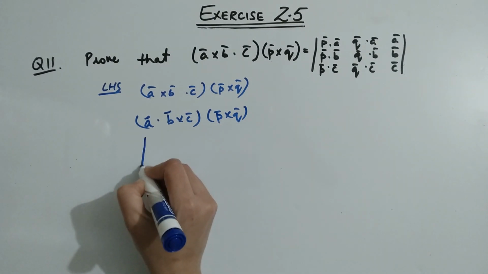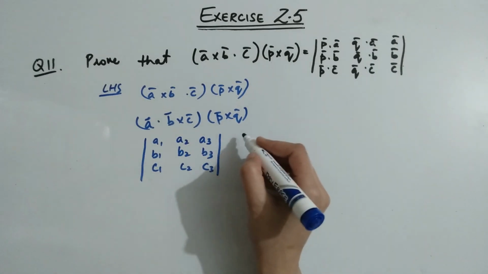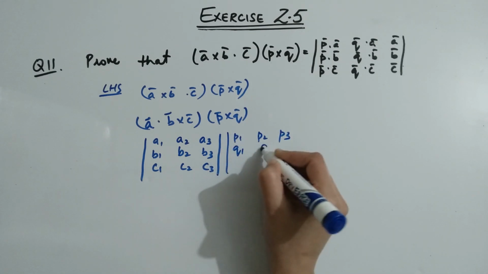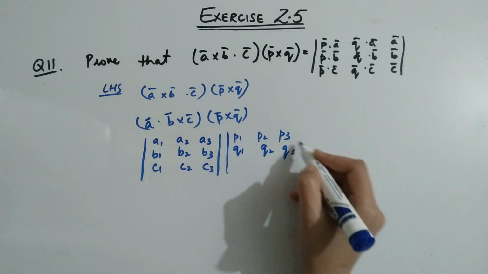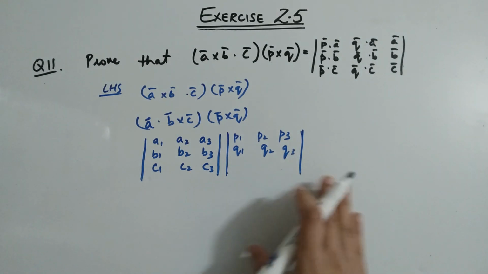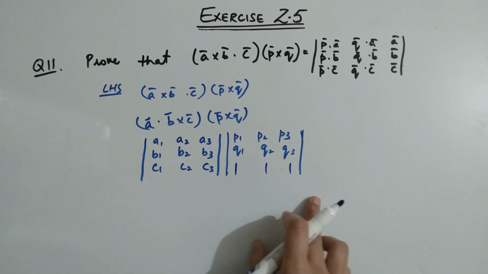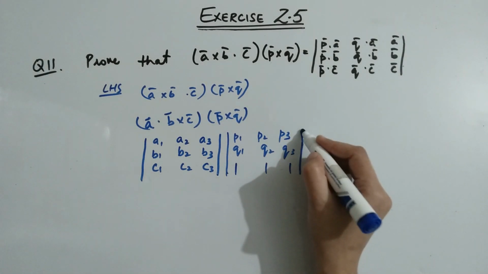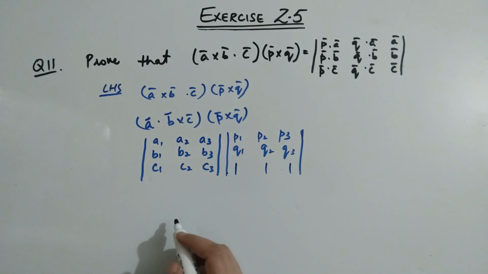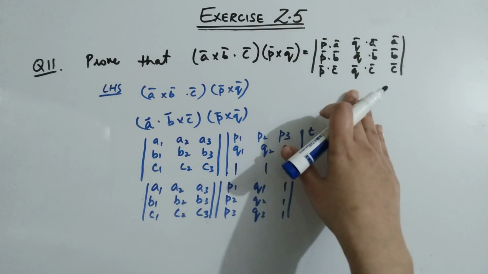This is the scalar triple product a1 a2 a3. Similarly, you can write p1 p2 p3, q1 q2 q3, and you know the determinant is always a scalar, so the last row can be written as 1 1 1. Now taking the determinant, its transpose, because the determinant of A and determinant of A transpose are same. We are taking the transpose here only to get the desired form of the right hand side.